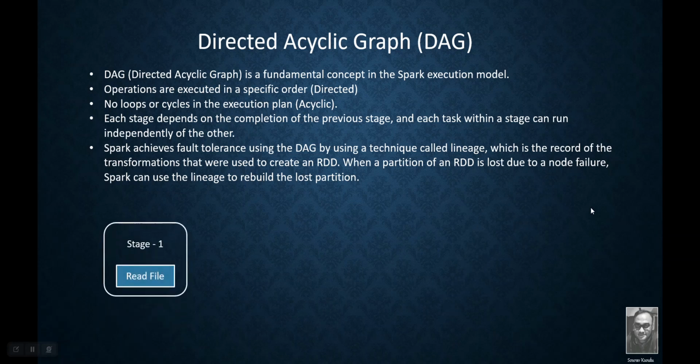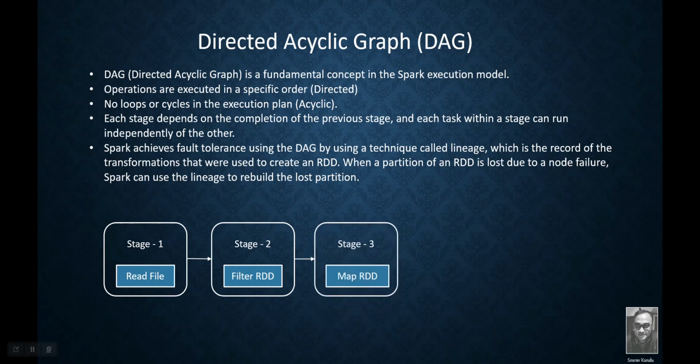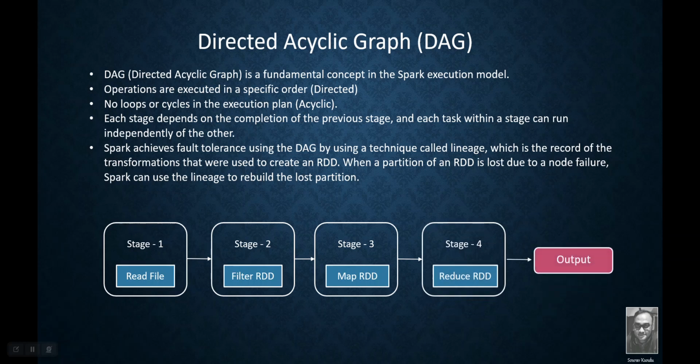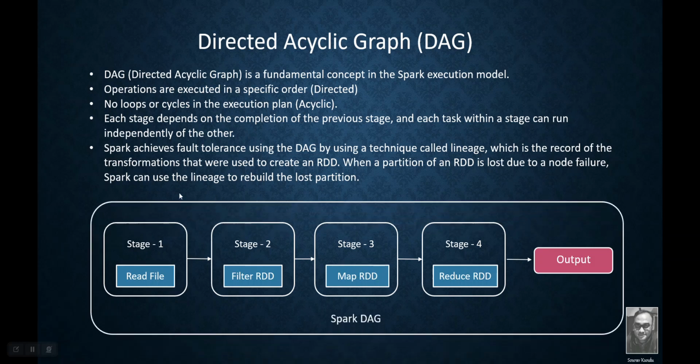Let's see how it is actually working. Here you can see in stage 1, we are reading the file. In stage 2, we are filtering it using RDD. In stage 3, we are mapping using RDD. In stage 4, we are reducing it using RDD. And finally, the output is there. You can see it's directed, from left to right. There is no reverse arrow and there is no cycle. In this way, you can see this is getting executed. Each stage depends on the completion of the previous stage.